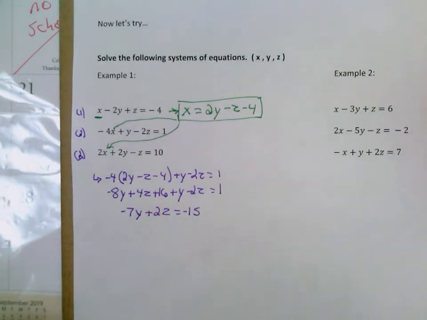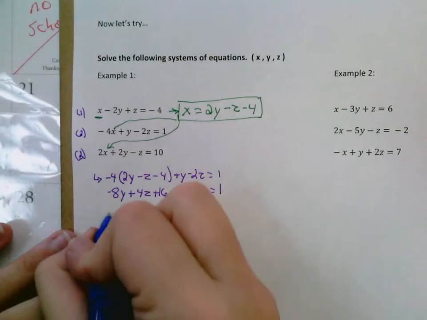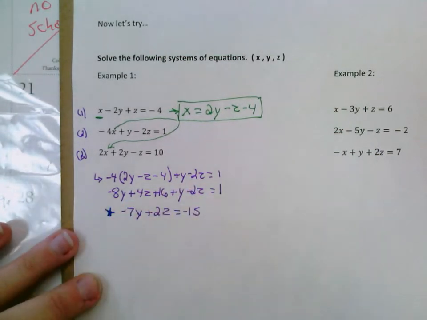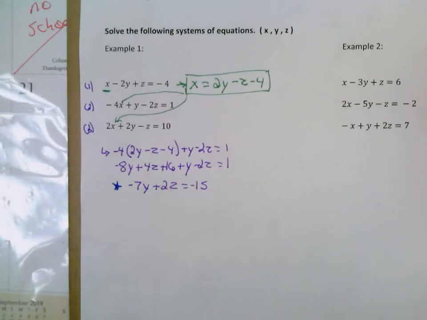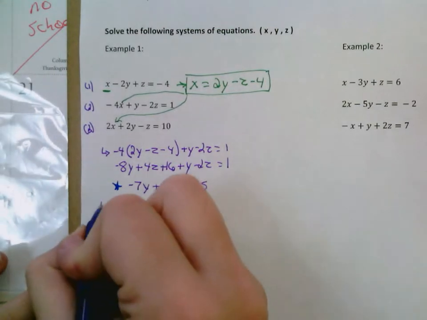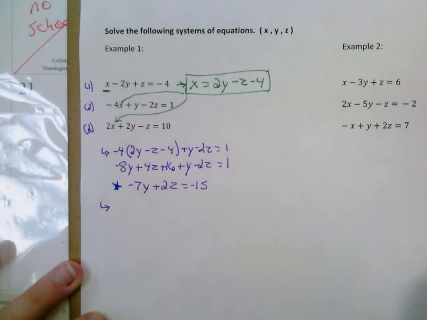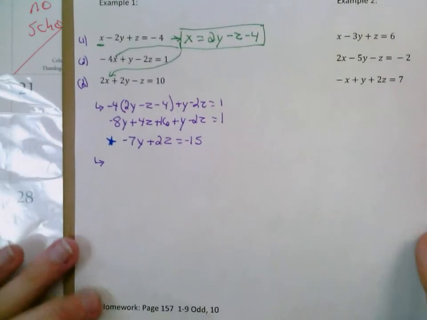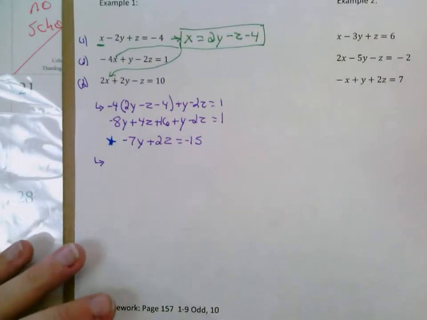Now, if you remember on the previous page, I said always star when you get those new equations. That's one of my new equations. It's an equation that only has 2 variables in it, which is a good sign. Okay? We're always looking to get down to those 2 variables because we already know how to work with 2 variables. So build off the skills you already know.